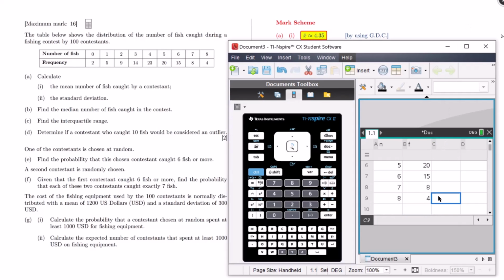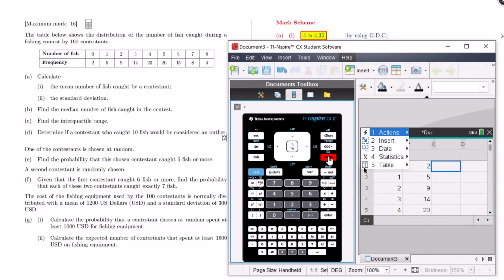Okay, so there we have it. We have finished the data entry. Let's now go up to the top of the next available column and perform a one variable statistic calculation. It's only one variable because there is only one variable here in my table. It's only the number of fish caught. If it was 2 variable, it might be number of fish caught and maybe the wind speed or the tides or the temperature, some other variable that may affect the number of fish caught. But we don't have this. This is a one variable statistic question.